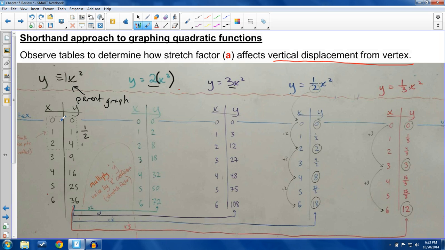Negative x squared is the same thing as when you go over this way. I'm sorry, I put that wrong. When you go over this way, instead you multiply by a negative number, so you'd go downward. So a positive stretch factor goes upward, and a negative stretch factor goes downward.